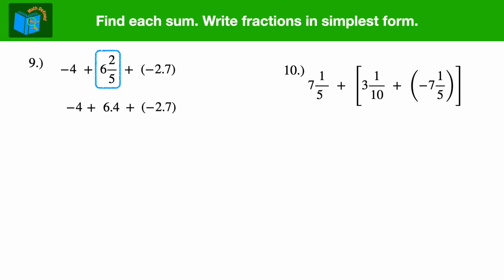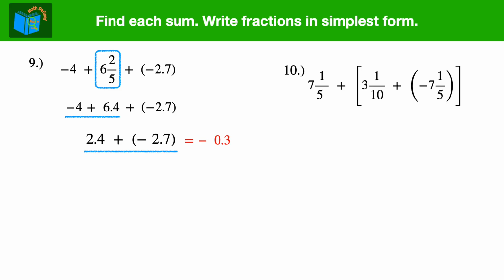Now it's just a matter of adding from left to right. Negative 4 plus positive 6 and 4/10 is positive 2 and 4/10. And then positive 2 and 4/10 plus negative 2 and 7/10 is negative 0 and 3/10.